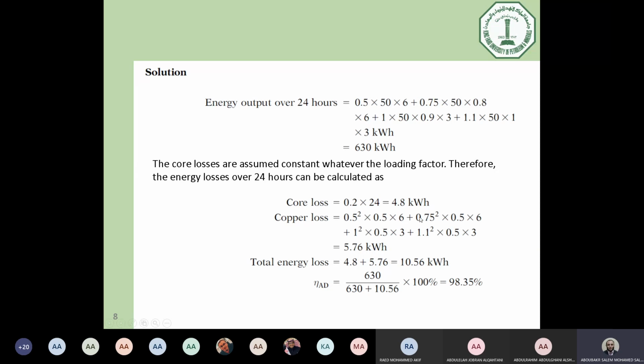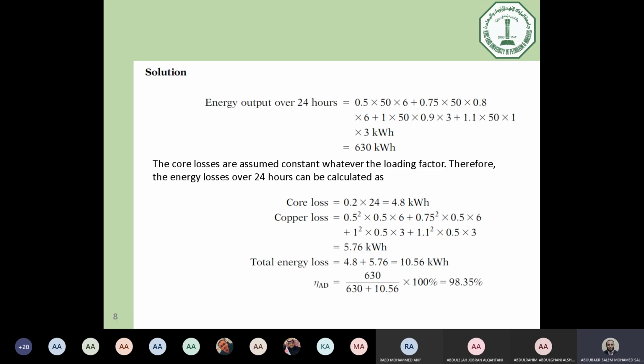So x squared, 0.75 squared, multiplied by 0.5 kilowatt multiplied by 6 hours. And the same is also here for 3 hours and 3 hours. We don't need to multiply by power factor here. Here the copper loss is nothing but x squared times P short circuit. So this is now the total copper consumed energy during the 24 hours.